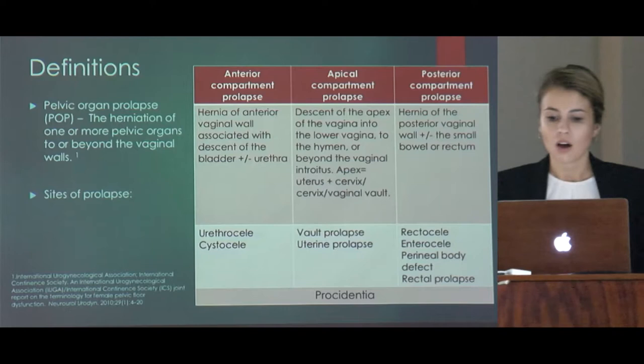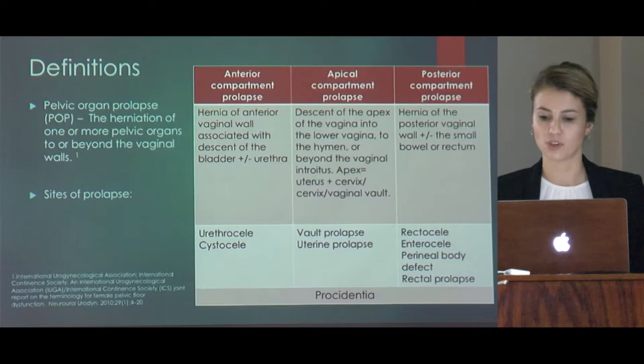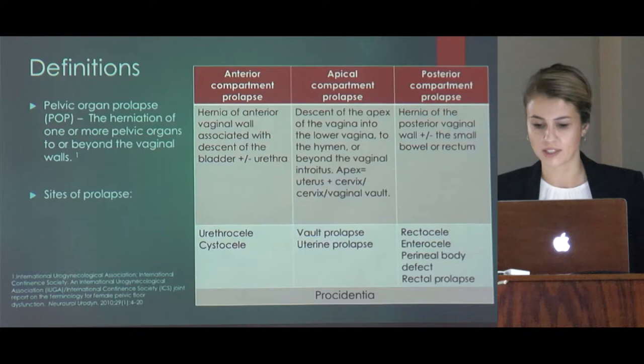Then posterior compartment prolapse is herniation of the posterior wall with or without herniation of the small bowel or rectum. And the old terms for this were rectocele and enterocele. Rectal prolapse and perineal body defect also fall under this category. And then the herniation of all three compartments, as we know, is then called procidentia.